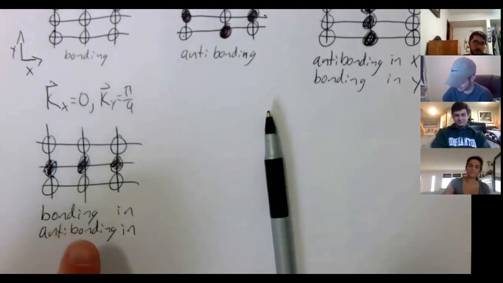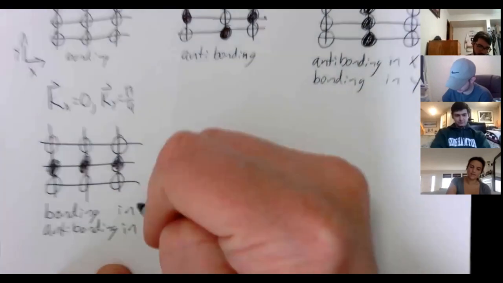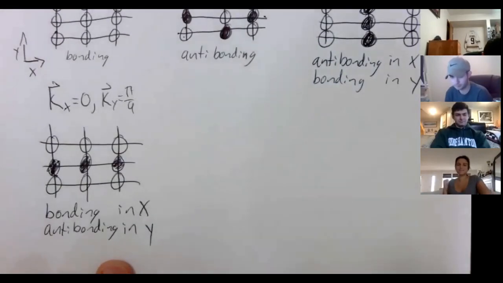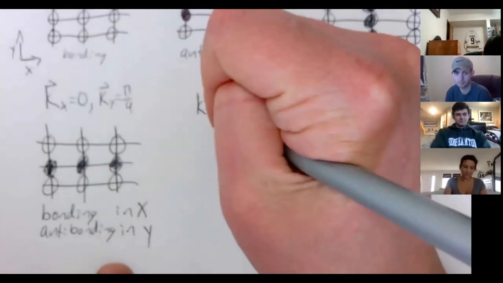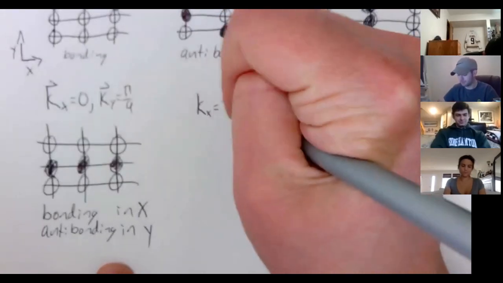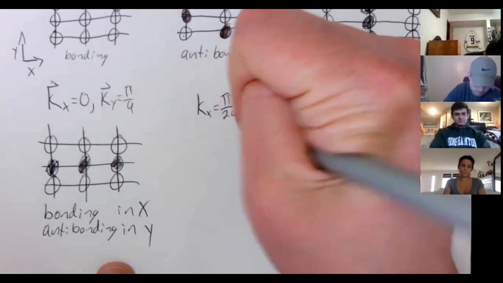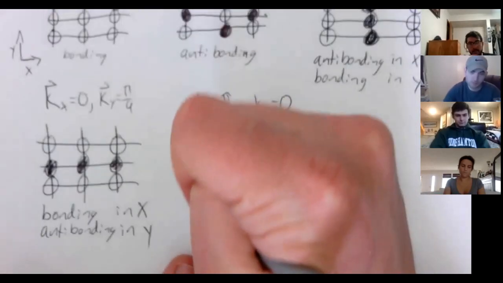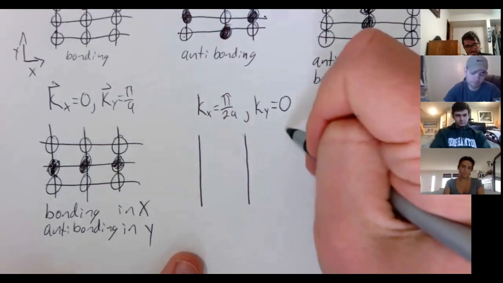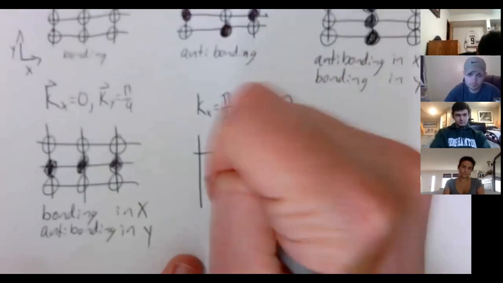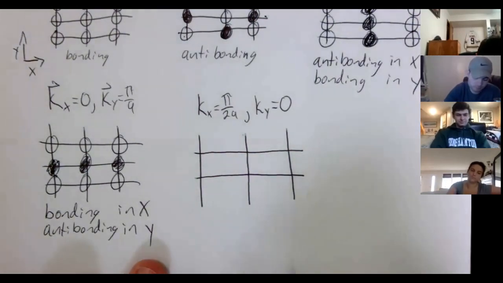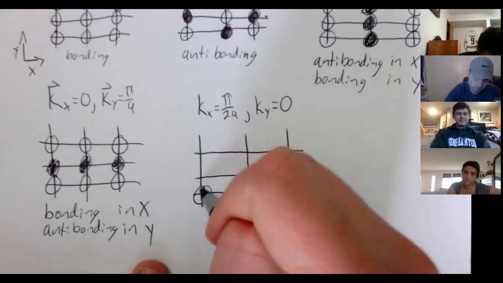Okay, so it's bonding in which direction then? X. Yep. Anti-bonding in which direction? Y. Okay, now let's look at a situation we haven't really quite considered yet. Let's say we're going to look at kx is equal to pi over 2a, ky is equal to 0.